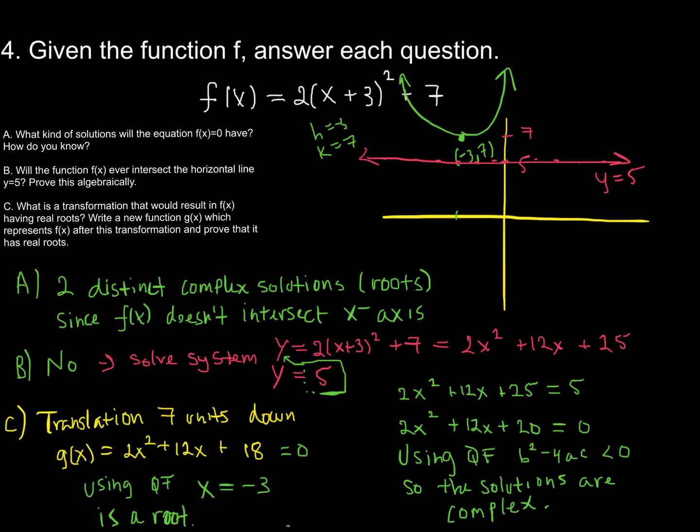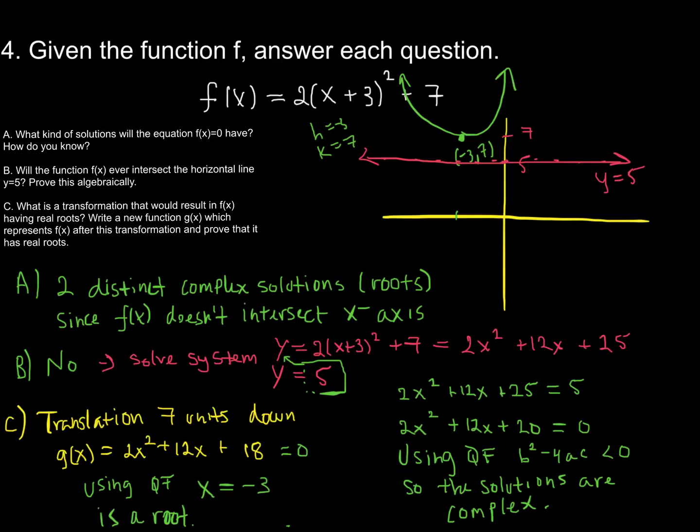All right, there are a lot of things going on. The first is in part A, what kind of solutions will the equation have? And so just to get an idea of what we're working with, we should graph the function. And so we are given the h and the k value. So I have h equals -3 because it's x minus h. And so h here is -3. And then k is equal to 7. Well, that's my vertex. The a value is 2, which is positive, so I know it opens upward.